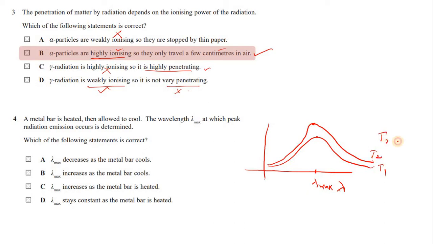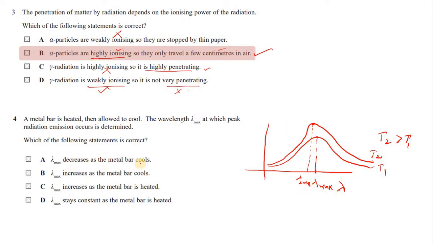So T2 is greater than T1, and this is the lambda max, and clearly you see that the lambda max, this is lambda 2 max, lambda max at temperature T2. So as temperature increases, the wavelength of maximum radiation decreases.